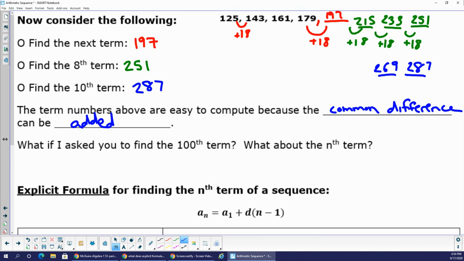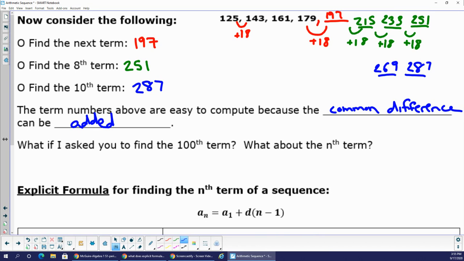Every single time that we go on to the next term, we're just simply adding 18 every time. All right, so what if I asked you to find the 100th term? Like, could I do it using the method that we just did up here in this right corner? Yes, of course. I could add 18, 90 more times in order to find out what the 100th term is.